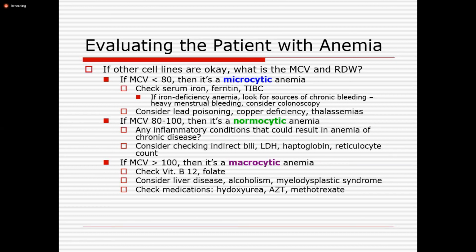We have already discussed this slide, MCVs, microcytic, macrocytic, check the contents like iron, B12, folate levels. These are all causes, and other causes may be alcoholism, myelodysplastic syndrome, some medication like hydroxyurea, azathioprine, methotrexate, all can lead to macrocytic anemia. Next, please.